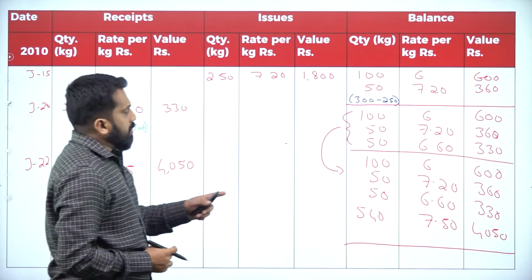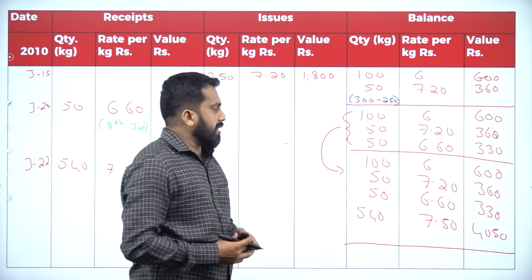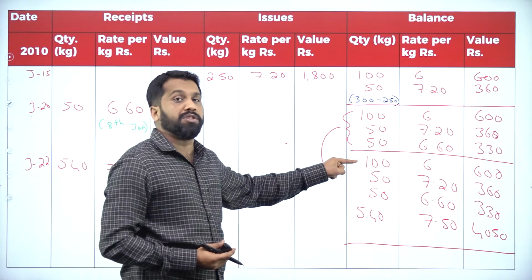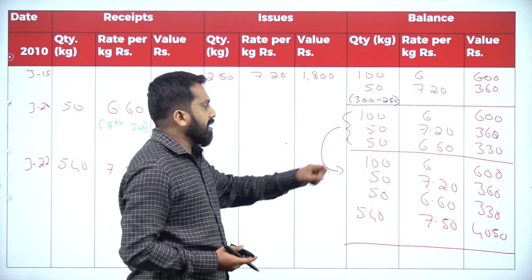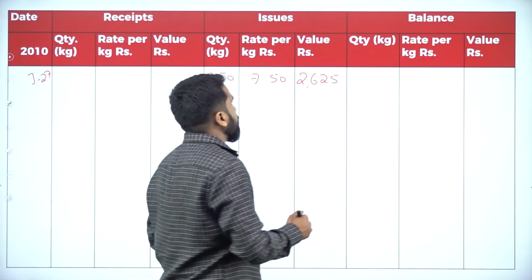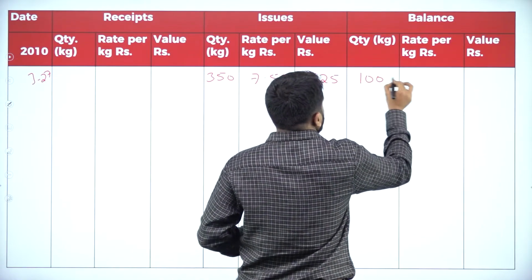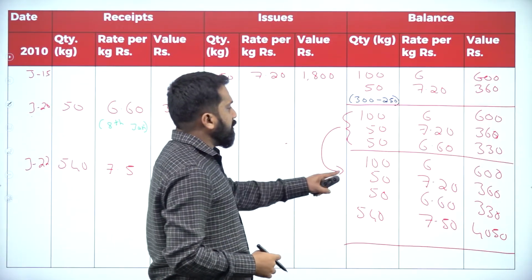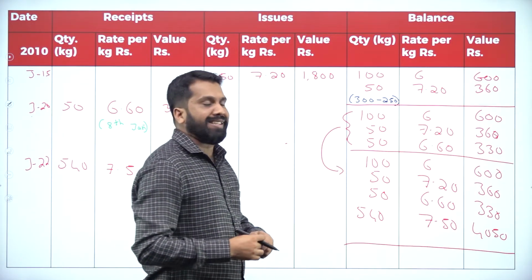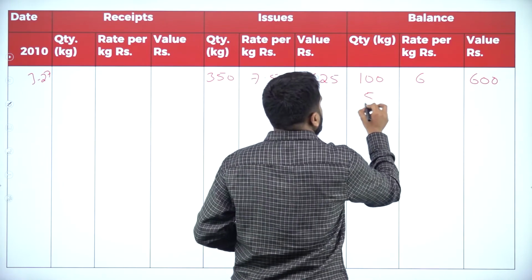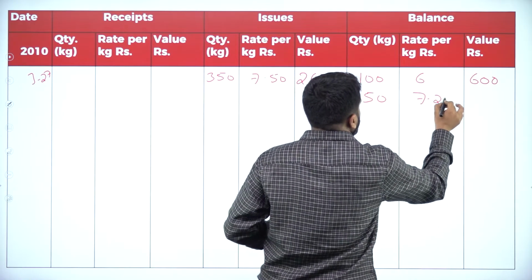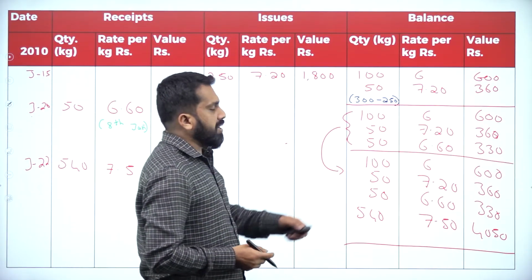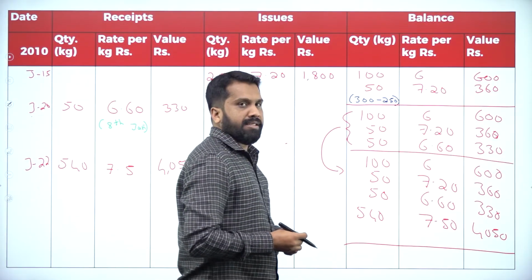This we have taken at 7.50. Now, the closing balance we should write. So, did we use this first box? No. What we should do? We should copy and paste. 100 into 6, 600. Next, 50 into 7.2, 360. Next, 50 into 6.6, it is 330.